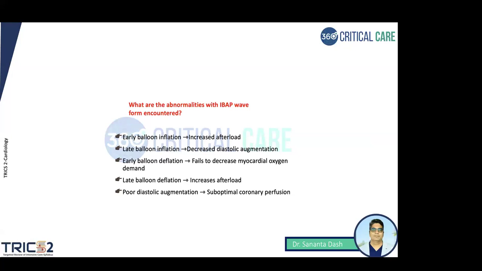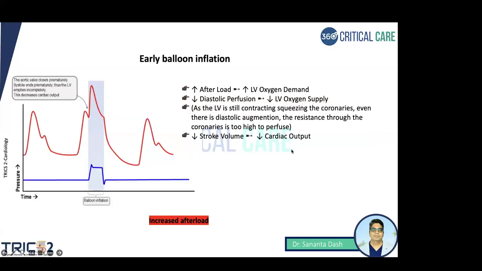Early balloon inflation, as we talked about, increases the afterload. Late balloon inflation decreases the diastolic augmentation because you get less time. Early balloon deflation fails to decrease the myocardial oxygen demand. Late balloon deflation again increases the afterload, and poor diastolic augmentation is not adequate to optimize the coronary perfusion.